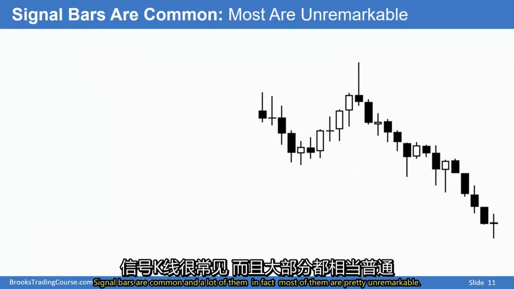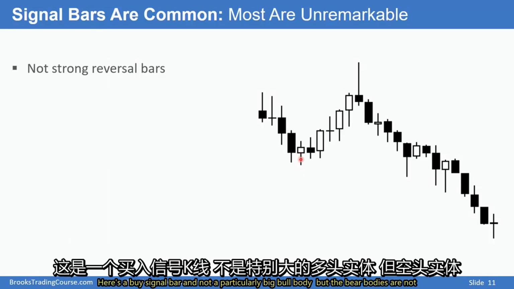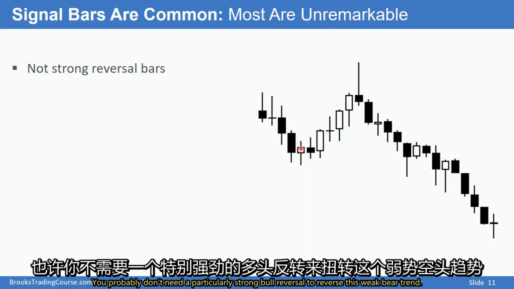Signal bars are common, and a lot of them, in fact, most of them, are pretty unremarkable. They're not strong reversal bars. Here's a buy signal bar, and not a particularly big bull body, but the bear bodies are not all that strong either. You probably don't need a particularly strong bull reversal to reverse this weak bear trend.